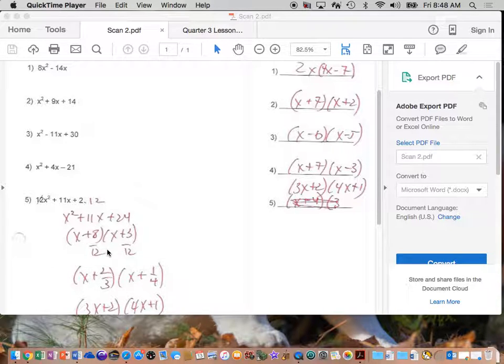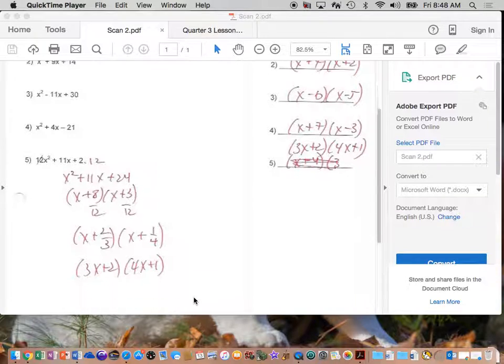Now the question is, what do you do? And I talked about this a lot, but I can only remember one example where we actually did it. You must reduce the fractions. So 8/12 becomes 2/3, 3/12 becomes 1/4, and then you do the trick where you multiply up by the 3. 3x plus 4, and over here, 4x plus 1. So there's the correct solution, okay?